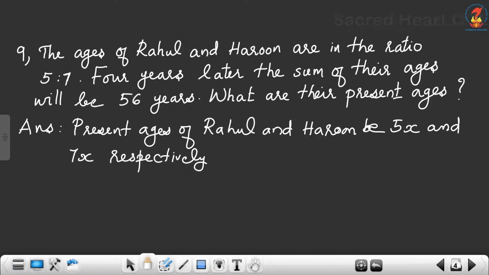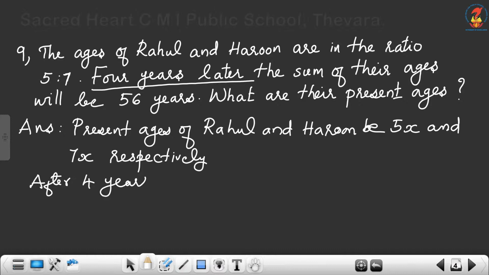Next one: 4 years later. What is meant by 4 years later? After 4 years. The sum of their ages. So you have to find out what their ages will be after 4 years. For example, what is your age now? 13 years. That is your present age. After 4 years, what will be your age? 13 plus 4 equal to 17 years.